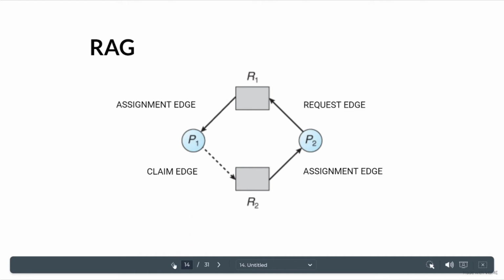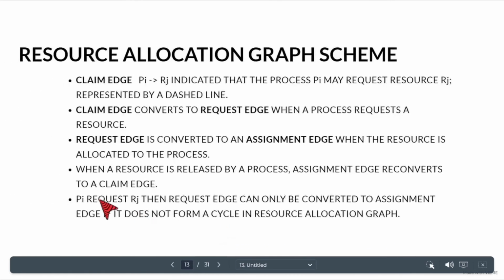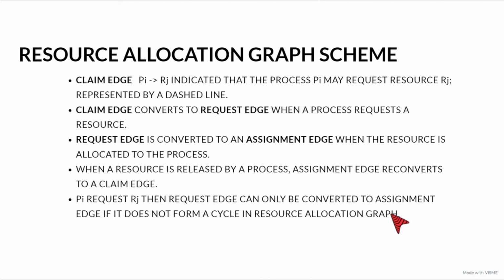Now let me come to the last point. When a process requests a resource, the request edge can only be converted to an assignment edge if it does not form a cycle in the resource allocation graph. I will explain this thing.